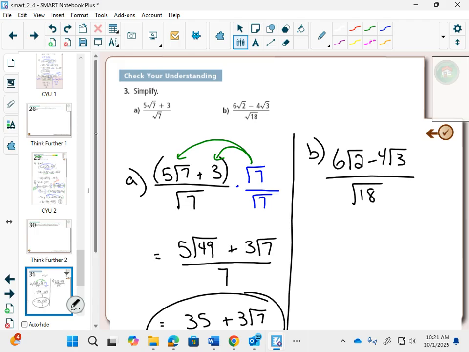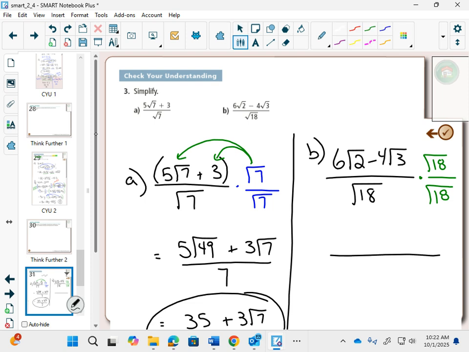So, I'm open to suggestions. What would you like to do first here? We need to get rid of the square root on the bottom. Multiply both parts by the square root of 18. Perfect. I like that. That is what I was hoping someone would say. Multiply both parts by the square root of 18. Do you see that that would get rid of the square root on the bottom? One of our goals for simplifying is not to have that square root on the bottom.